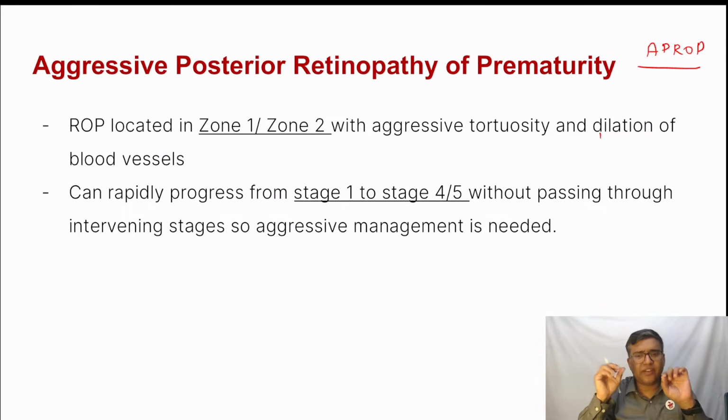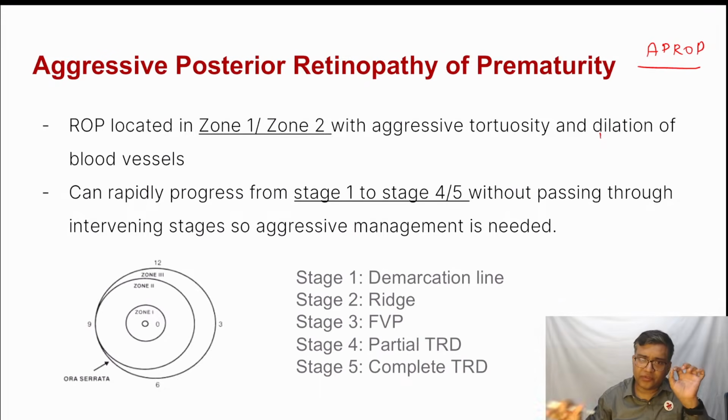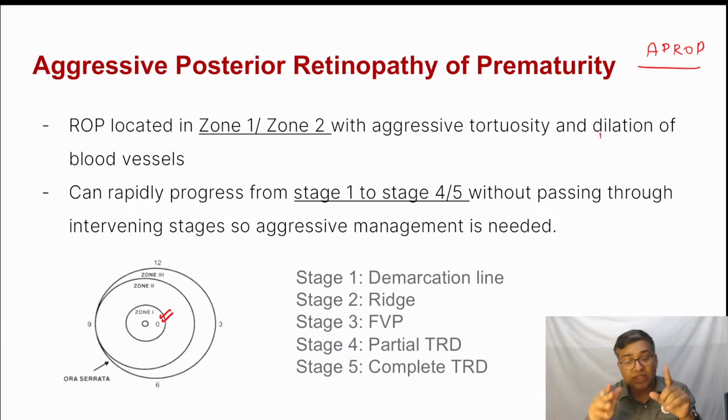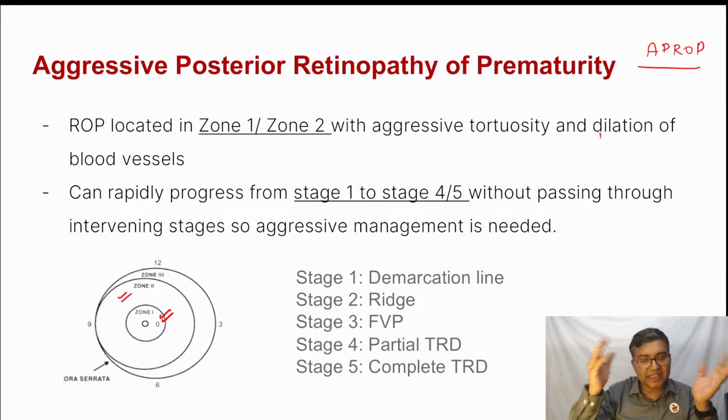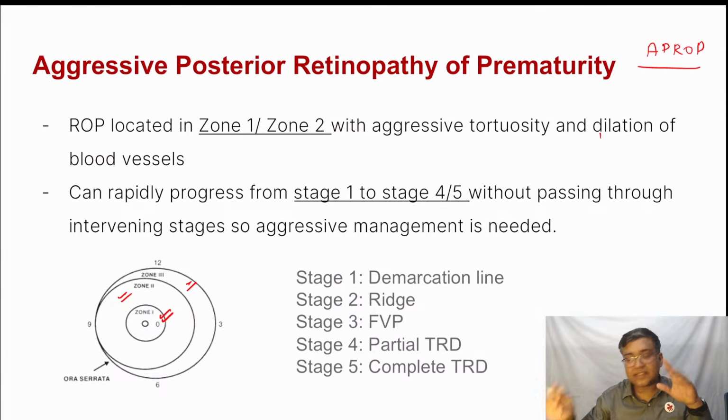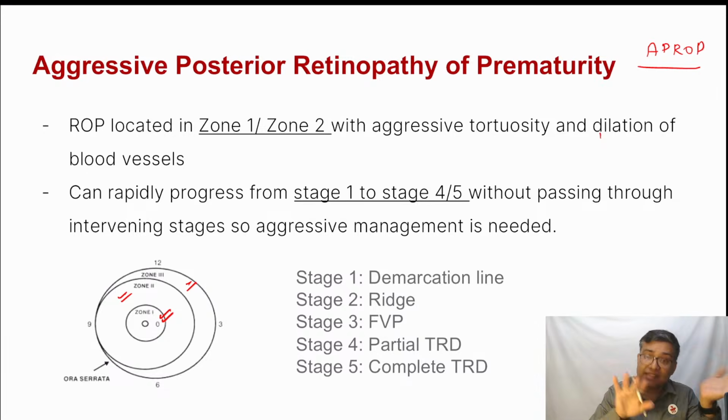Now you might be having a question, what is the meaning of zones and what is the meaning of the stages? Very shortly, you can remember that zone 1 is the one having the optic nerve and macula. So that is the most severe zone. If the ROP comes here, that would be more severe. Zone 2 is a bit in the mid periphery and zone 3 is totally in the periphery. So the ROP that is there in zone 1 has more chances of causing blindness, and zone 3 has fewer chances of causing blindness, so that is less severe.